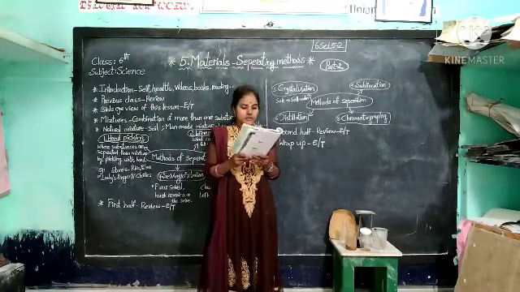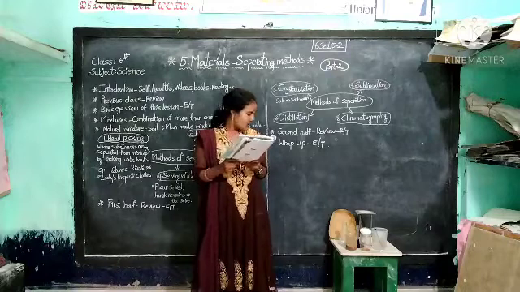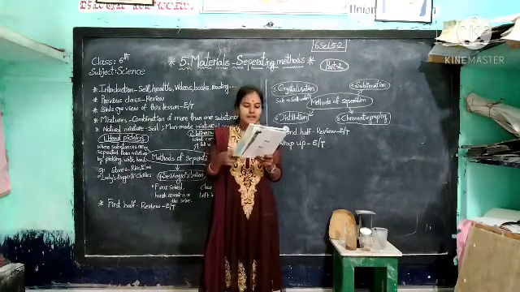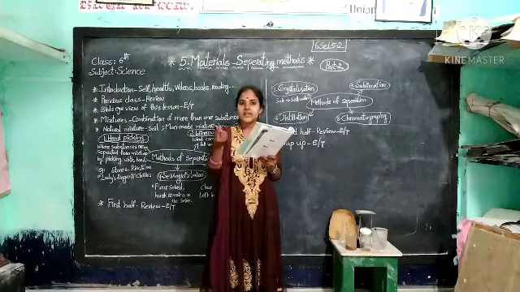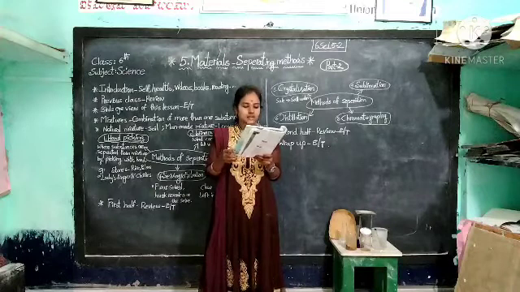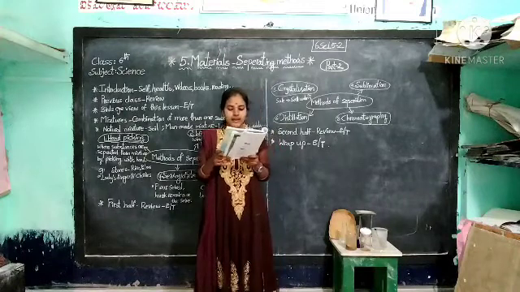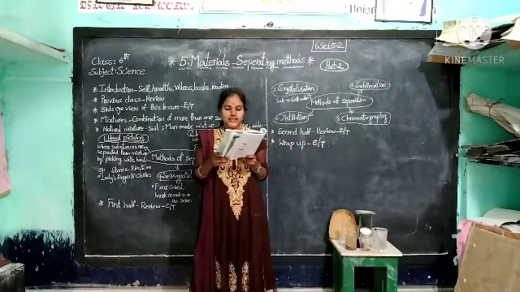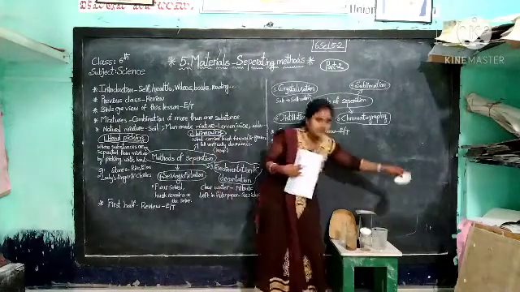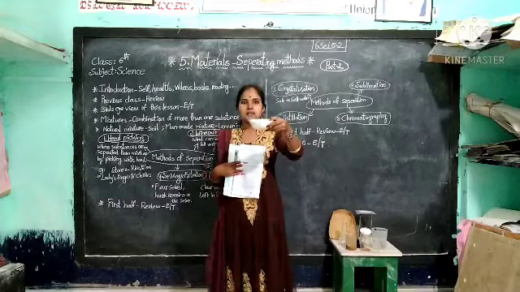Okay, once you see, to understand the process of sublimation, what we need is the mixture of camphor. Camphor means harpal pudi. Camphor and powdered salt and china dish, funnel, cotton and stand, burner. China dish is nothing but this one. This is the china dish.